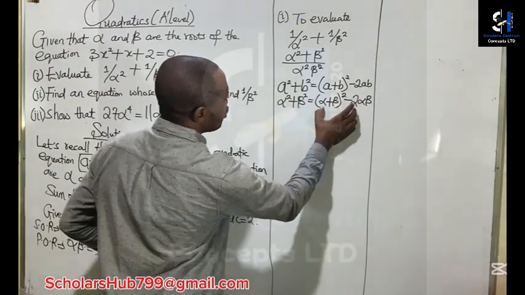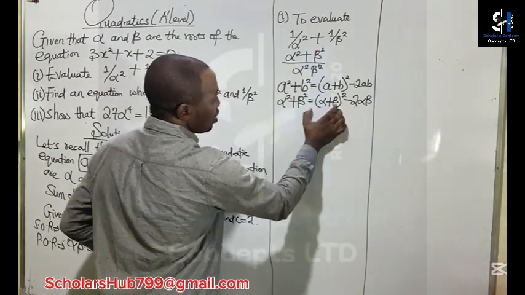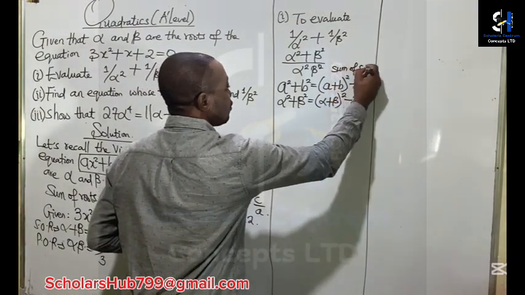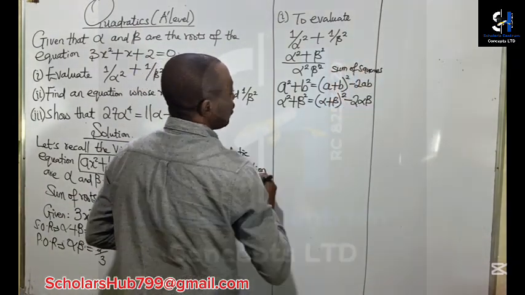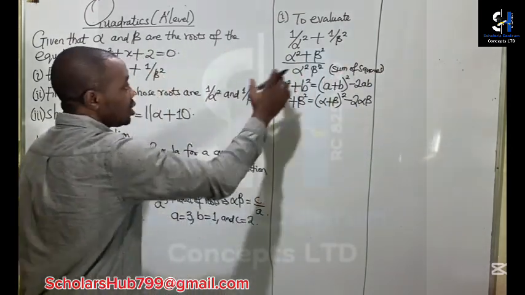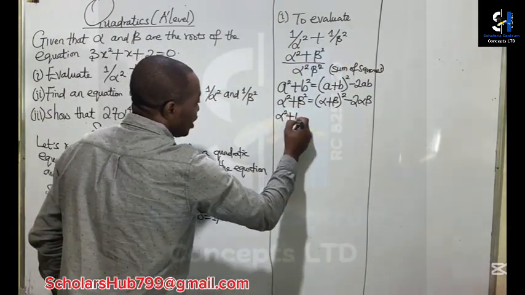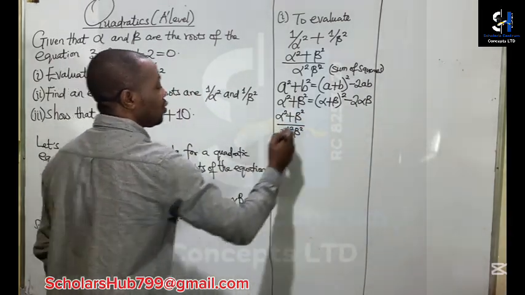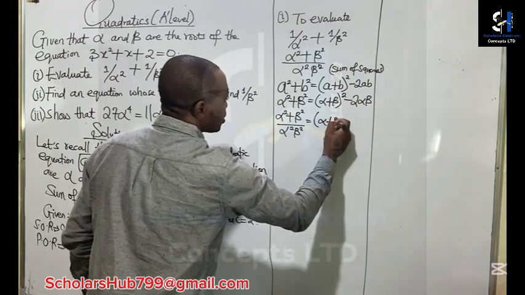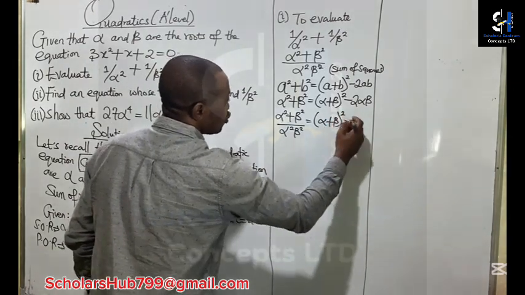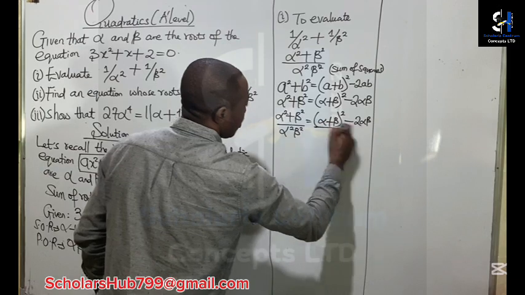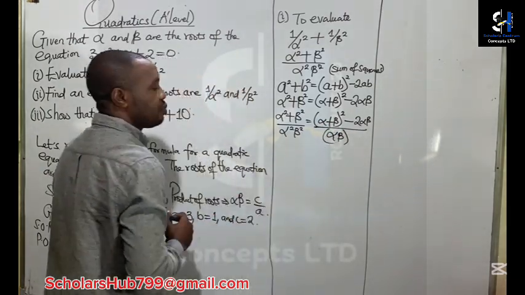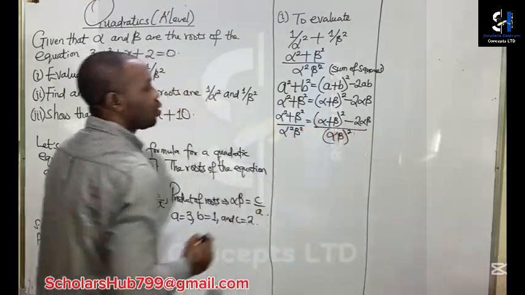So we're going to replace this with this expression. Remember I said this is what we call the sum of squares. So what we have here is alpha square plus beta square over square of alpha multiplied by square of beta, and that will be alpha plus beta to the power of 2, minus 2 alpha beta, all over the product of alpha and beta raised to the power of 2.